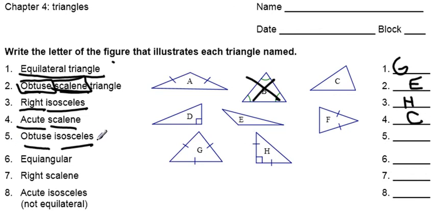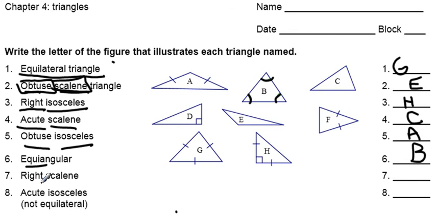Obtuse isosceles. We're looking for an angle greater than 90, and we want to look for two sides marked because isosceles means two congruent sides. I can see that right here at A. Obtuse because this is greater than 90, isosceles because the two sides are congruent. Equiangular means all the angles are 60 degrees or all the angles are marked congruent. So we have 1, 2, 3 equal angles.